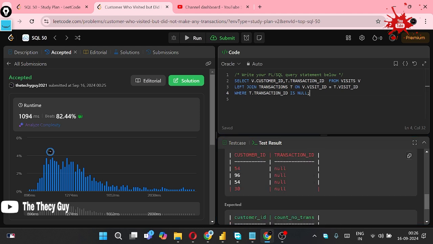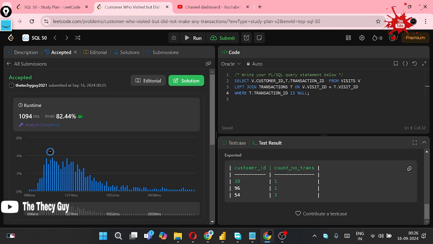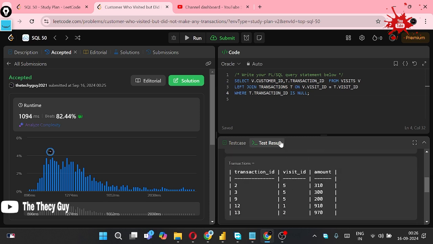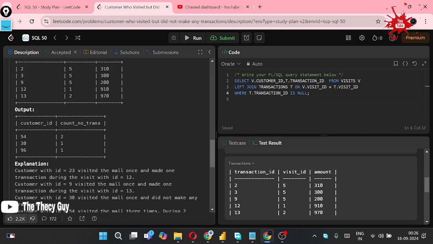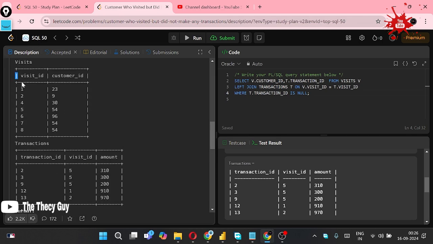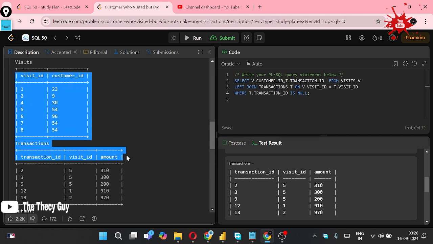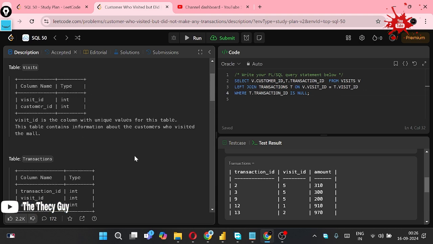Look, null: for 54 it is two times null, for 96 it is one time null, and for 30 it is one time null. Same is happening here. We just need the count, so you will get the count. And this is something, if you are doing some question, just try it: select star from these four, these five tables, so you will see what you are going to explore here.